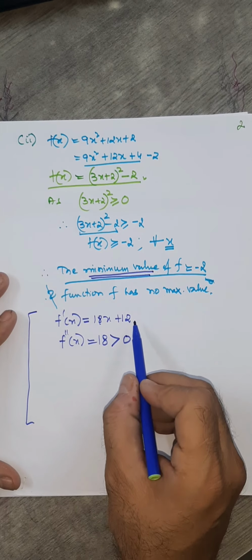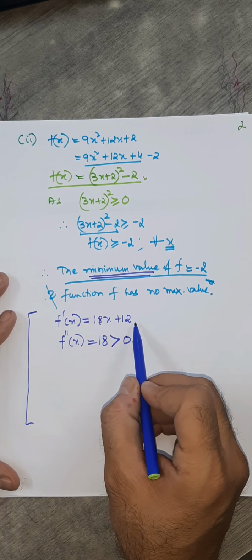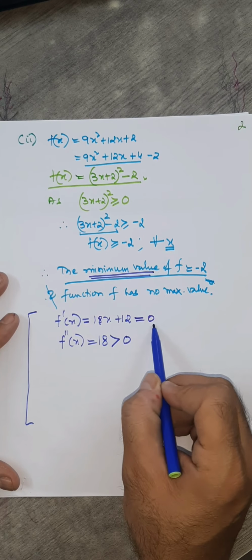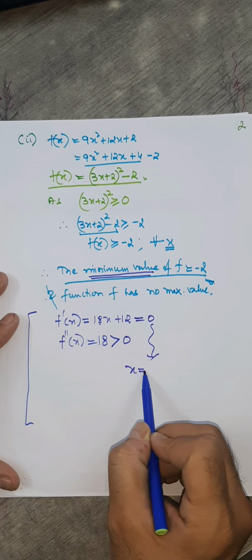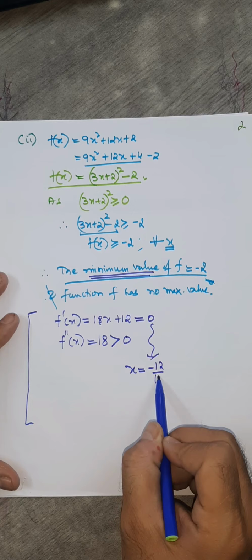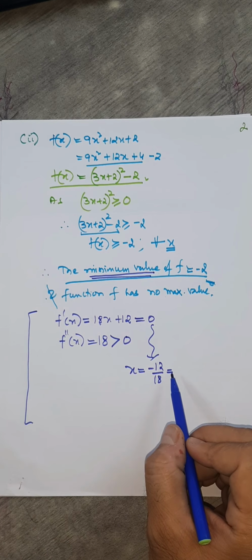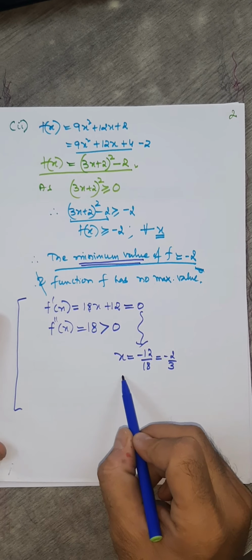Now, how do you find that minimum value, or that point where the function has a minimum value? Put the first order derivative equal to 0. So I take x equals to minus 12 by 18. So here, what will this be? This is minus 2 by 3.